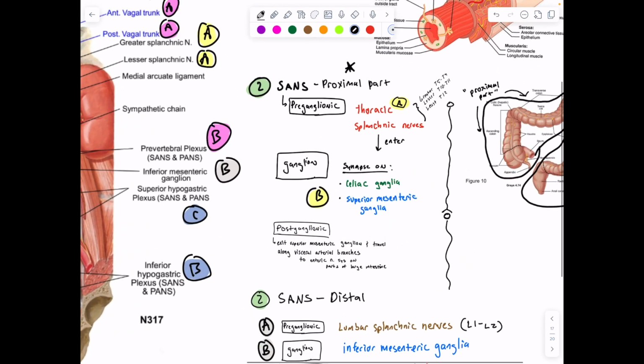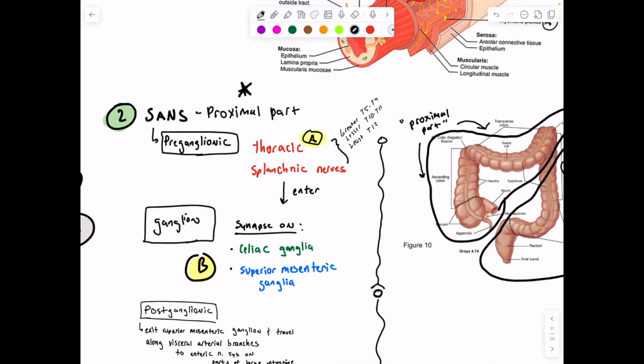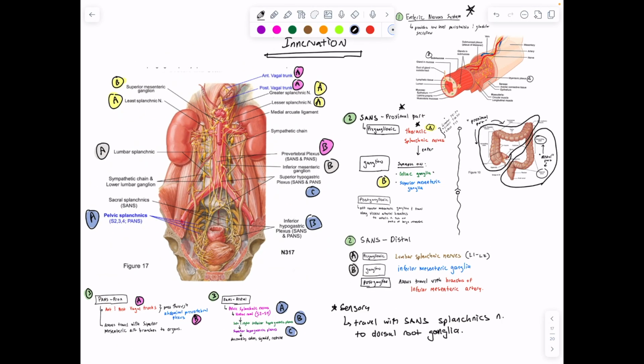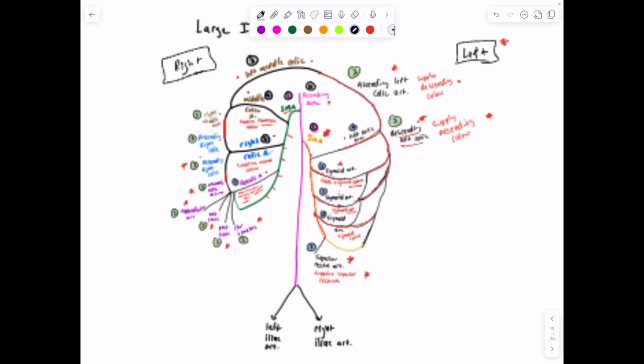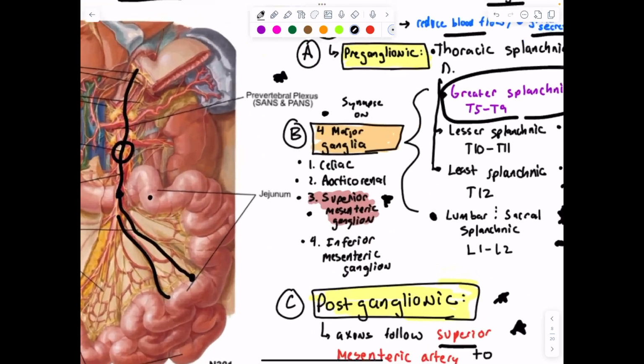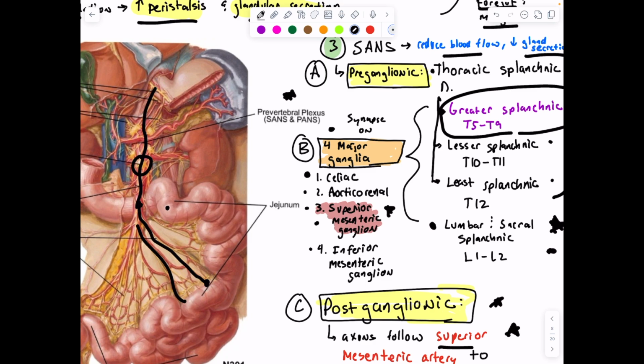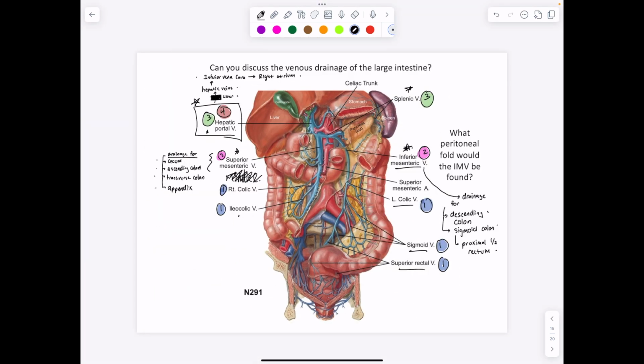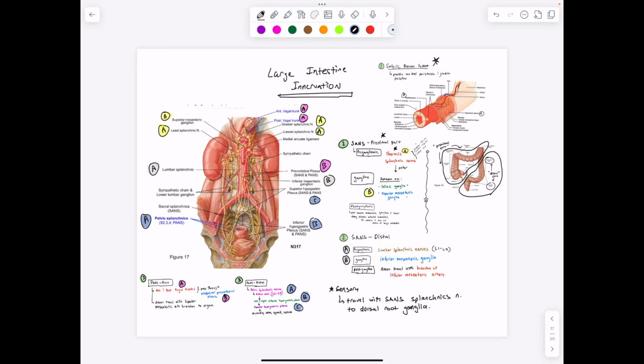And so for the proximal part, the preganglionic sympathetic nervous system is from our thoracic splanchnic nerves, our greater, lesser, least, and then it's going to synapse in the celiac ganglia or superior mesenteric ganglia. And if you can recall, we said that there's actually 4 ganglia within the abdominal region that are significant. We have the celiac, aorticorenal, superior mesenteric, and inferior mesenteric. And so we're going to be dealing with this guy and this guy for the proximal part of the innervation for the sympathetic nervous system, for the proximal part of the large intestines.